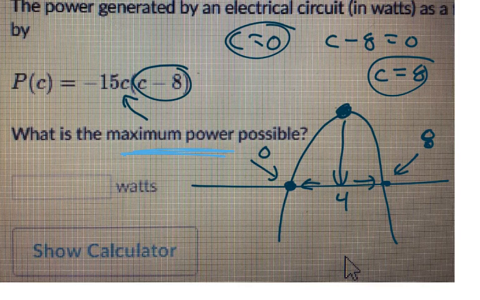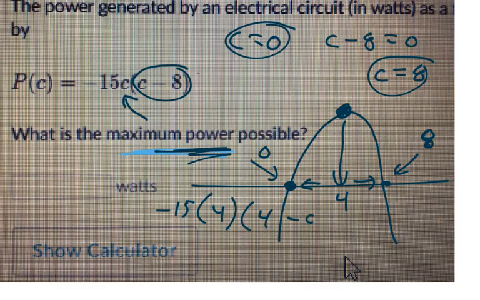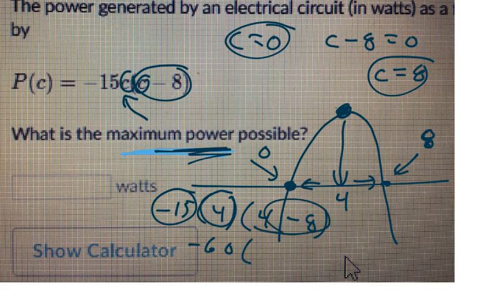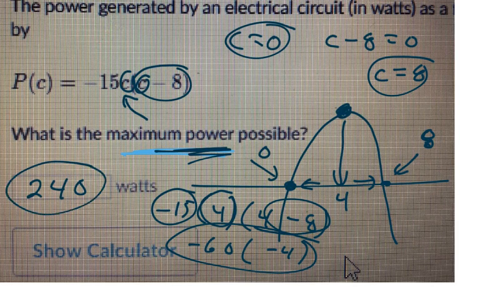That's 4. Now, what I did is I typed in 4, and I was wrong. Why? Because they wanted the actual max power. So guess what, guys? You have to plug it in. So I'm going to plug in 4 for C. 4 for C again. I plugged in 4 there and there in my power function or equation, right? And now I just do the math. I have negative 15 times 4 is negative 60. 4 minus 8 is negative 4. Timesing those together, I get a positive 240 watts.